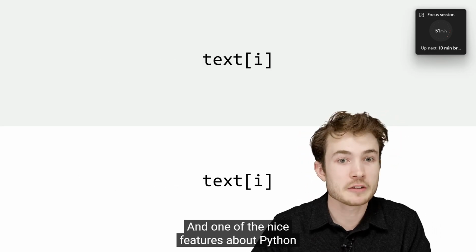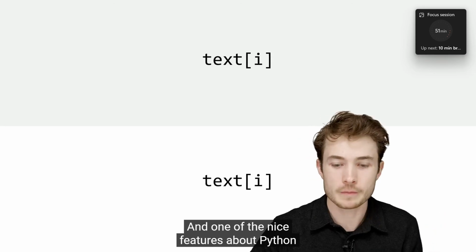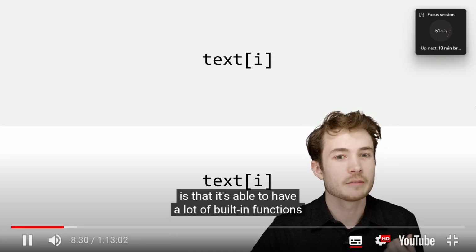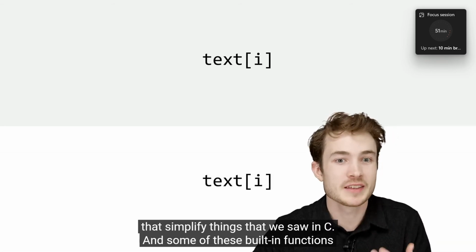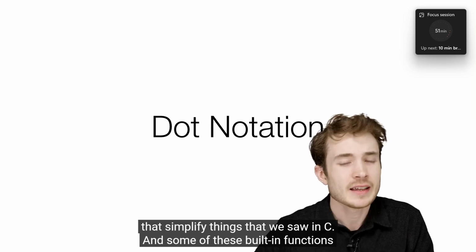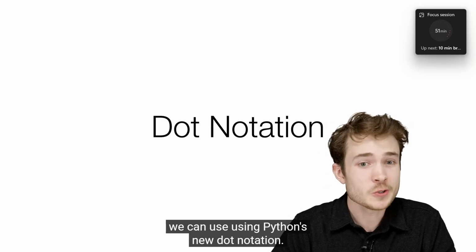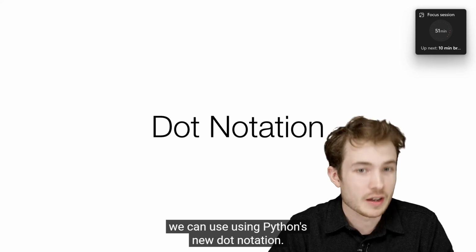And one of the nice features about Python is that it's able to have a lot of built-in functions that simplify things that we saw in C. And some of these built-in functions we can use using Python's new dot notation.